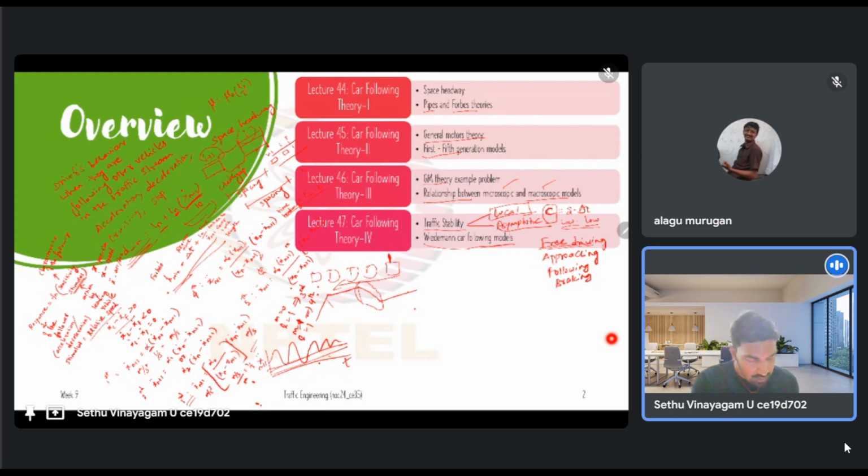So next we have the approaching region. So this is when you have a vehicle in front of you that is traveling at a slower speed than you.